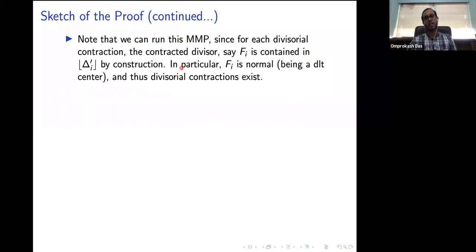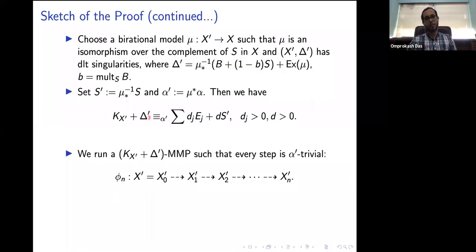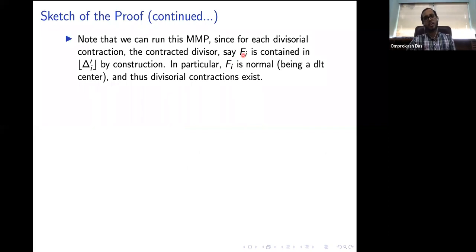Look at the right hand side. The round down of delta' is actually completely contained in the right hand side here. So whatever I'm contracting in this MMP, I'm contracting everything from the right hand side. If I contract a divisor, I'm contracting one of these things, which is contained in the round down of delta'. When delta' is a DLT singularity, then every irreducible component of the round down of delta' has normal singularity. So they are DLT, they are normal. Every DLT center is normal. That means the divisor F_i that we will contract is already a normal divisor.